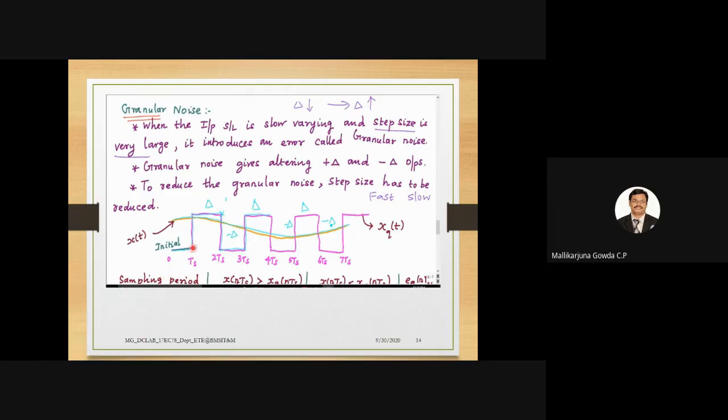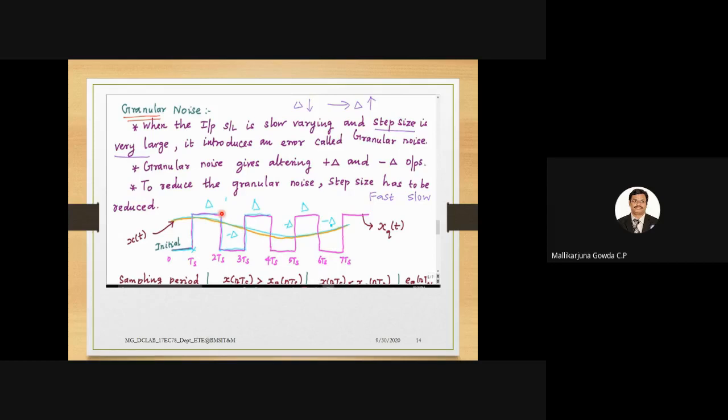So it will compare at this value, right? The staircase approximation is less than the original analog input signal, so the output of the comparator is positive. So it will be incremented by delta, right? Then it will stay at this value only till the next sampling duration.